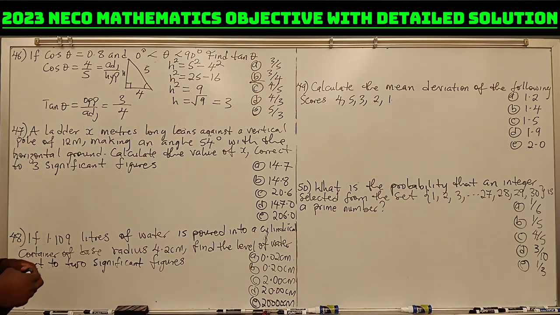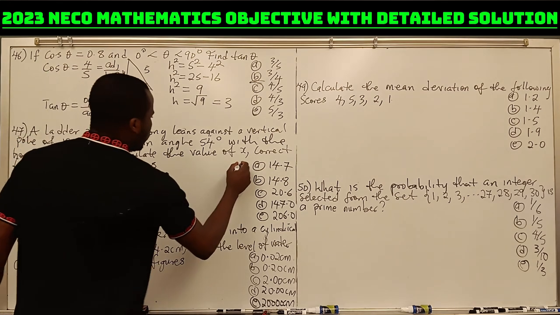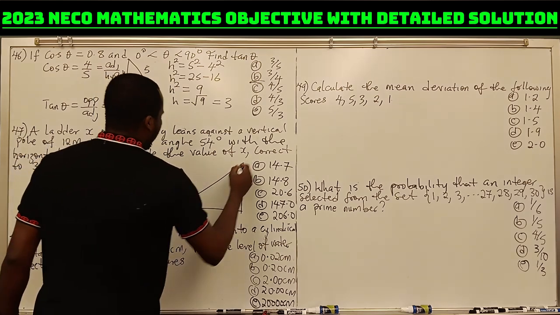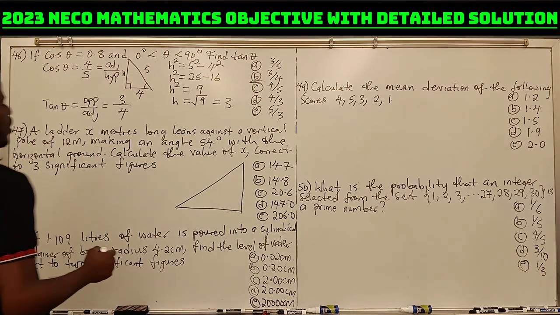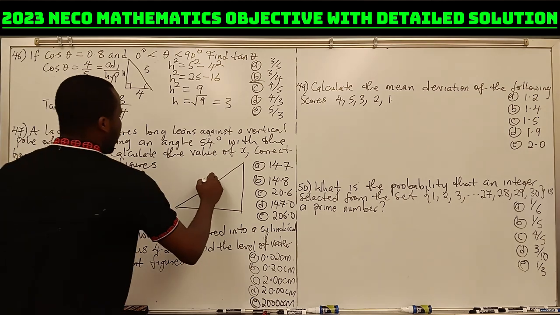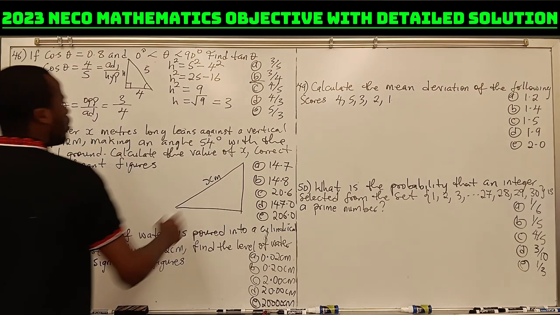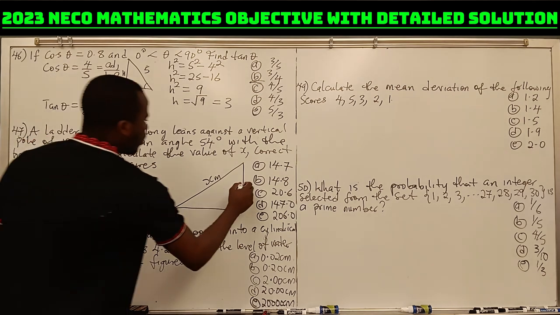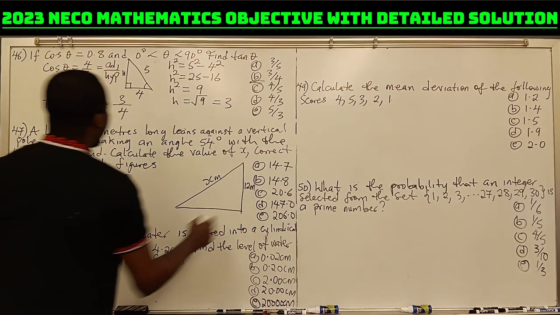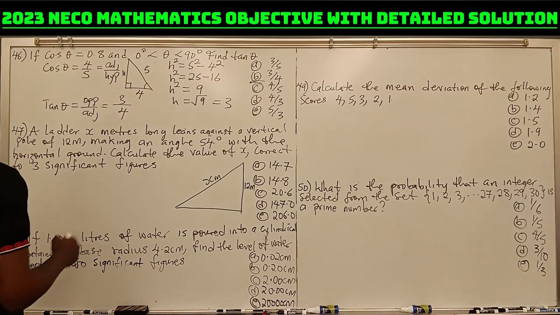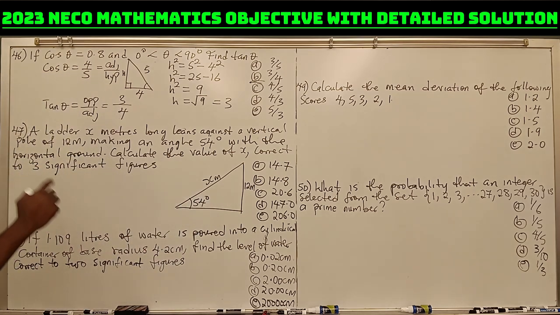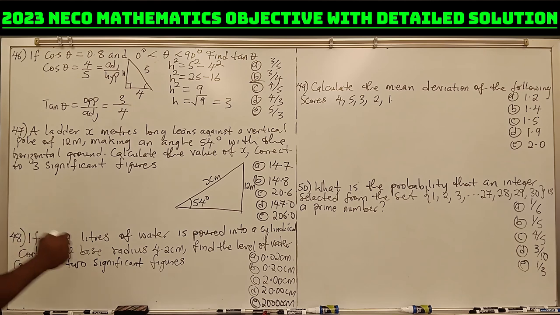A ladder x meters long leans against a vertical pole. So this is the pole. This is the horizontal ground. This is the ladder, x meters long, leaning against a vertical pole of 12 meters, making an angle of 54 degrees with the horizontal. Calculate the value of x correct to three significant figures.